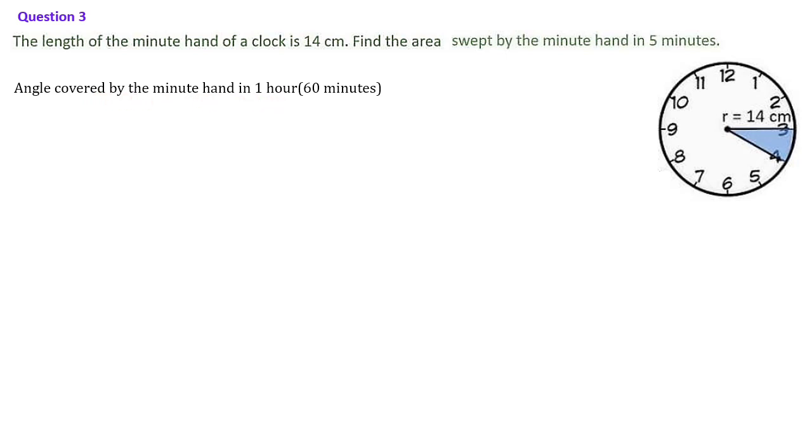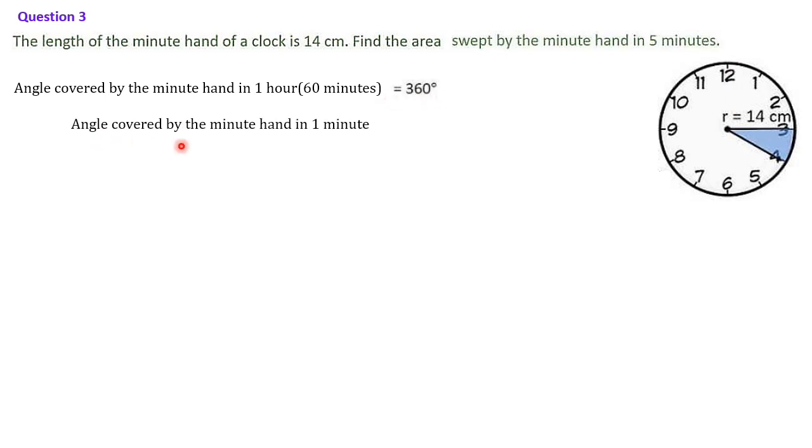The minute hand starts from 12, and when it completes one complete rotation and comes back to 12, it will have covered 1 hour. Starting from 12 and moving 1, 2, 3, 4 up to 11, and then again coming back to 12, means 1 hour will be completed. That means one full circle will be completed. One full circle angle is 360 degrees.